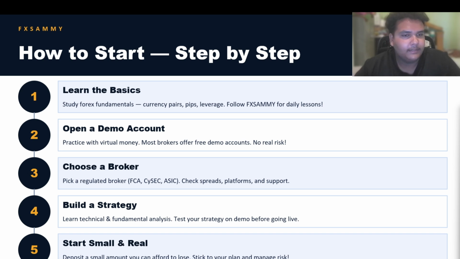Second step, open a demo account. Practice with virtual money. Most brokers offer free demo accounts, with no real risk. Third, choose a broker. Pick a regulated broker. I prefer MetaFi, MTFi, TradeLocker. Those are the best trading platforms for demo users.